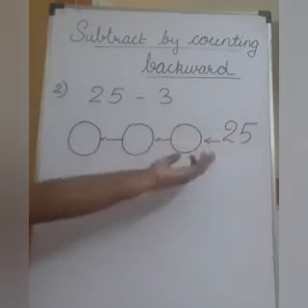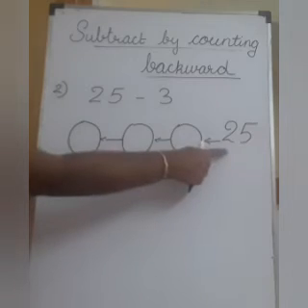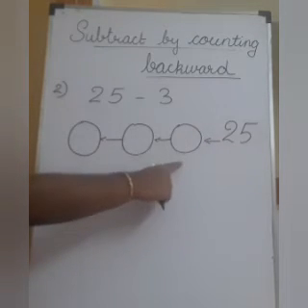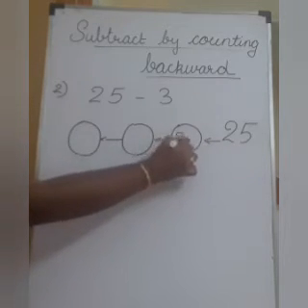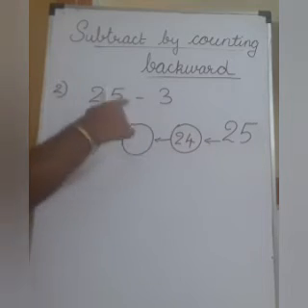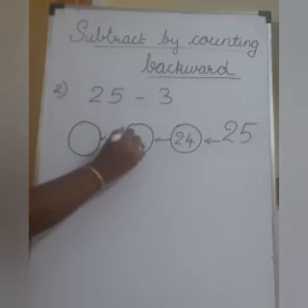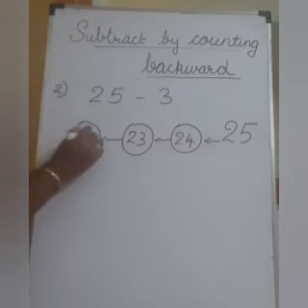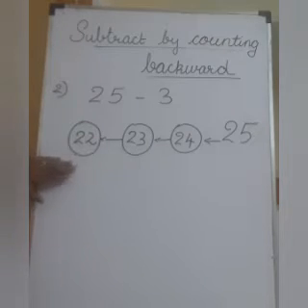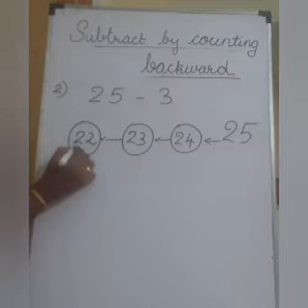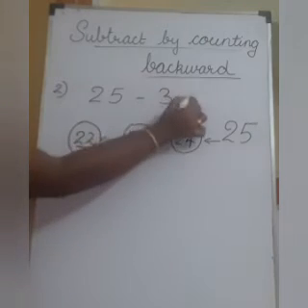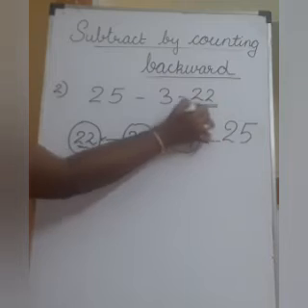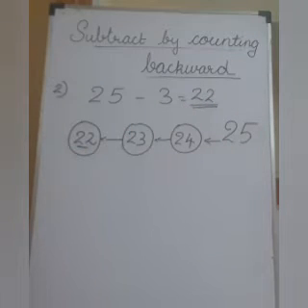Can you tell me which number comes before 25? It is 24. Very good. Before 24, it is 23. Then before 23, it is 22. Then tell me what is the answer? The last number, that is 22, is the answer. Is it clear, my dear kids?